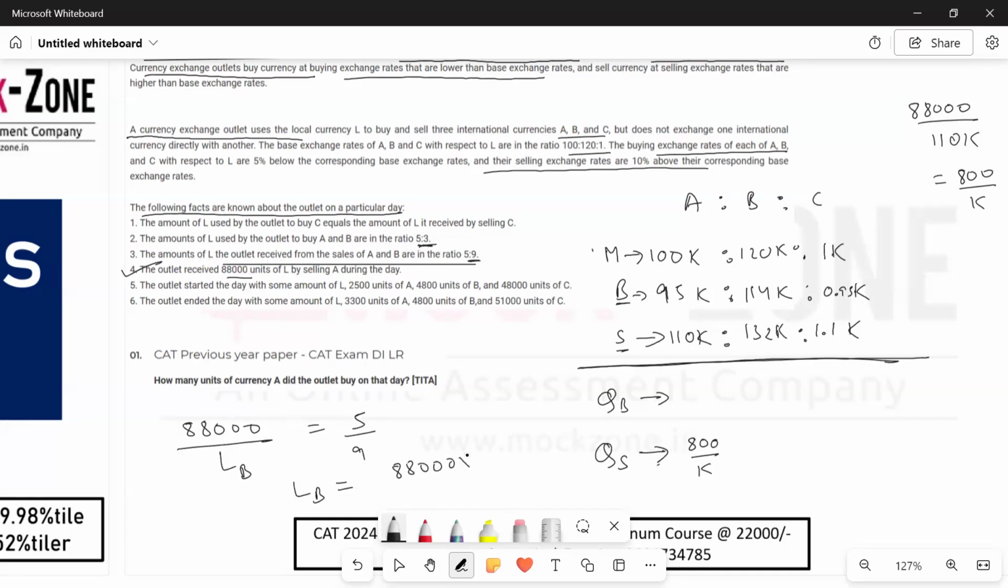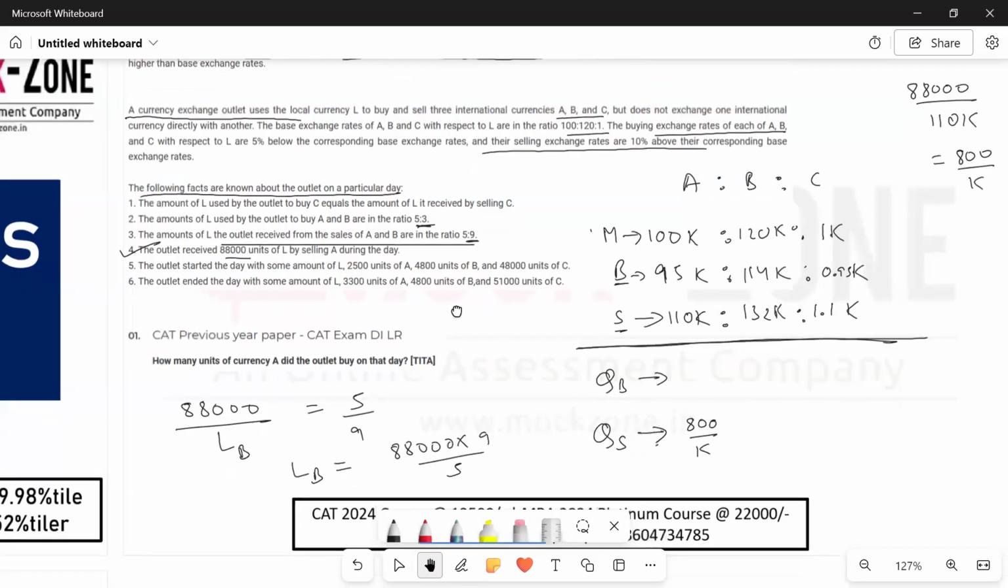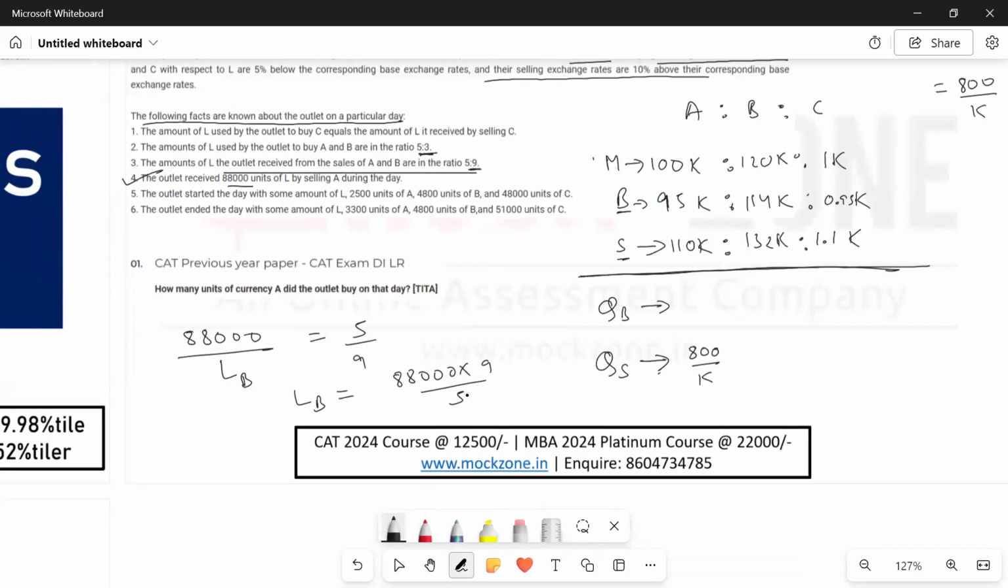88,000 into 9 divided by 5, which is how much? If we do this, it is 17,600 into 9, which equals 158,400. This is the amount of L we have received by selling B.